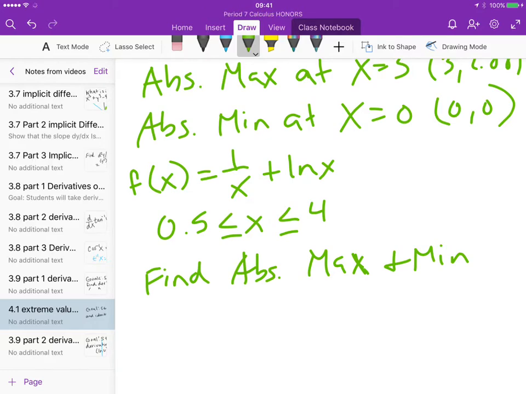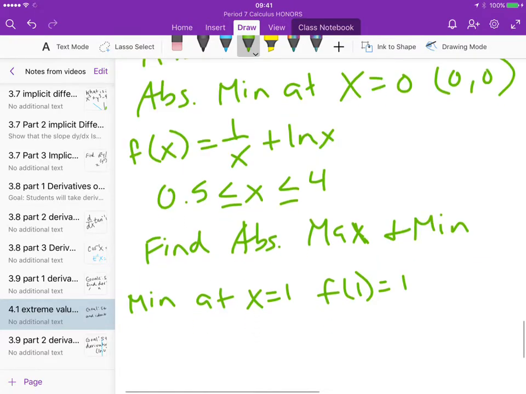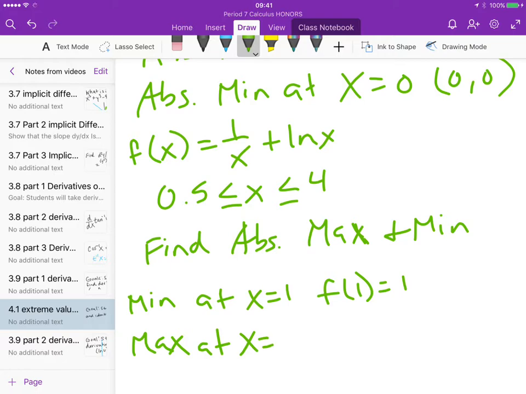I want to give you the opportunity to check your answers on this as well. You're going to see the min at x equals 1, and f of 1 should equal 1 in this case. And then you're going to have the absolute max at x equals 1/2, and f of 1/2 should have been 2 minus the natural log of 2, I believe. So give yourself a shot.